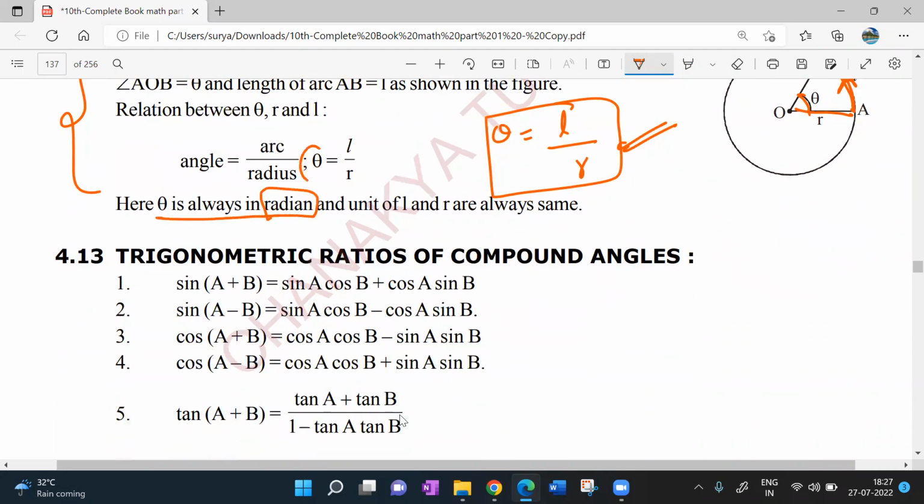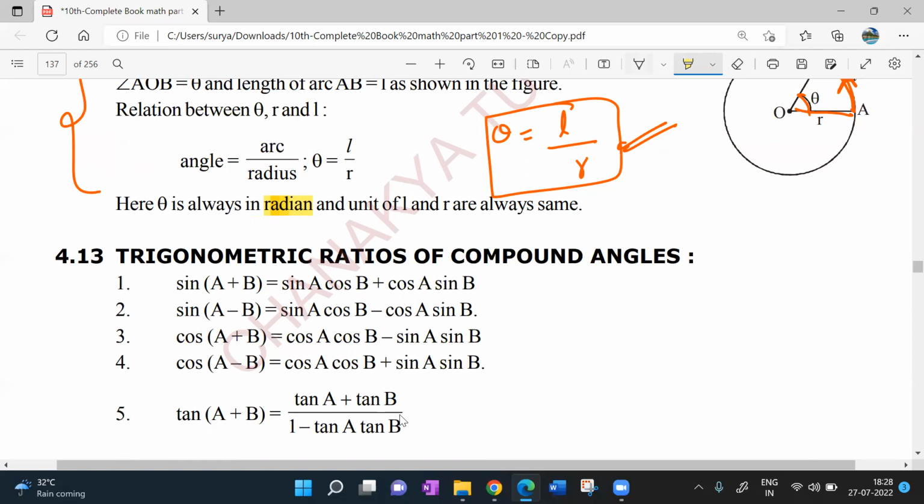This theta we should always take in radians, and the units of L and R must always be the same. The units of L, the arc length, and the radius must be the same, and whatever theta you take is always in radians. Be careful. I already told you that theta must always be in radians. It cannot be in degrees. If theta is given in degrees, convert it into radians, then solve it. Hope you are getting my point.